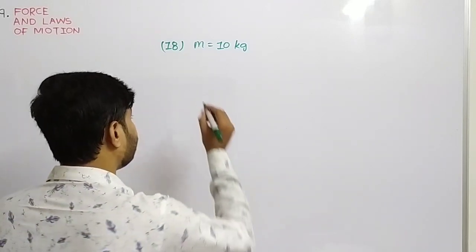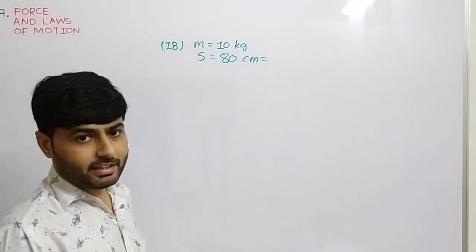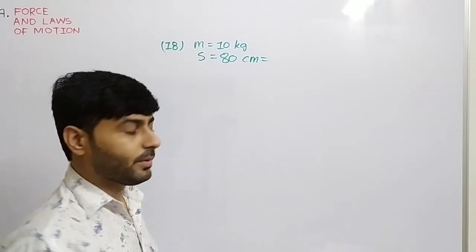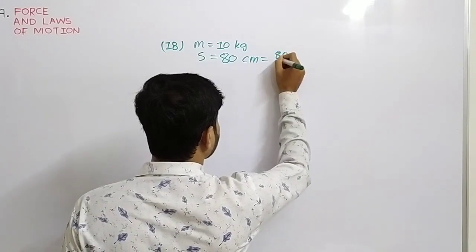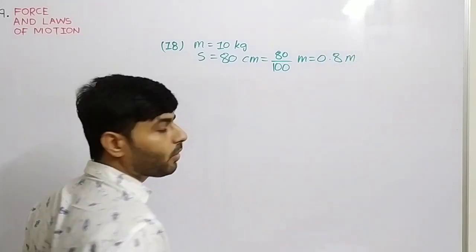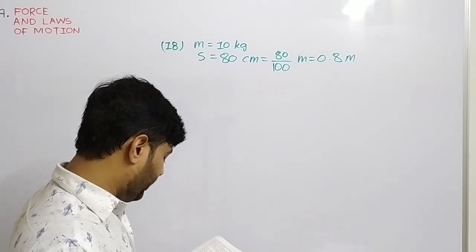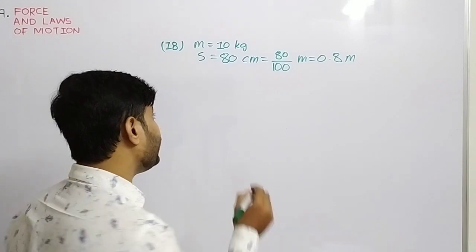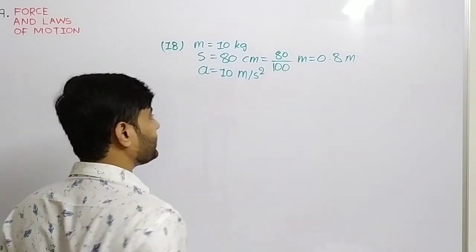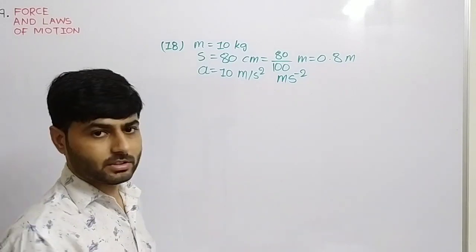Height of the dumbbell, that is S, is equal to 80 centimeter. Let's convert this centimeter into meter. Why? Because we have to put data in SI units. So 80 divided by 100 meter, so I have 0.8 meter. I hope you understood how 80 divided by 100 came. And the downward acceleration is 10 meter per second square, so I will write a is equal to 10 meter per second square, or you can write it as meter second raised to minus 2.